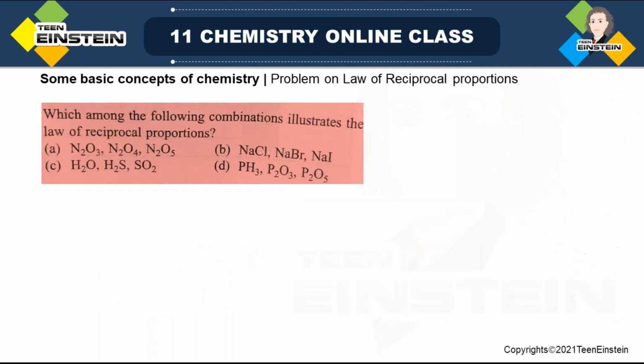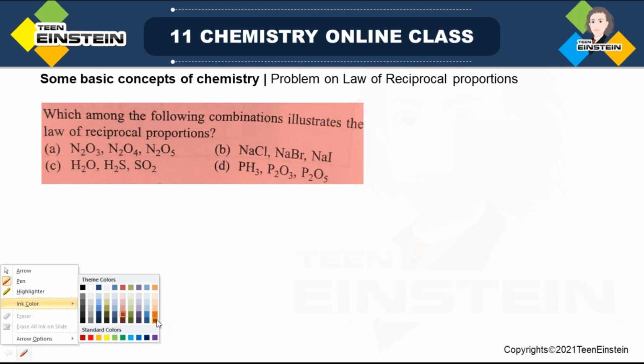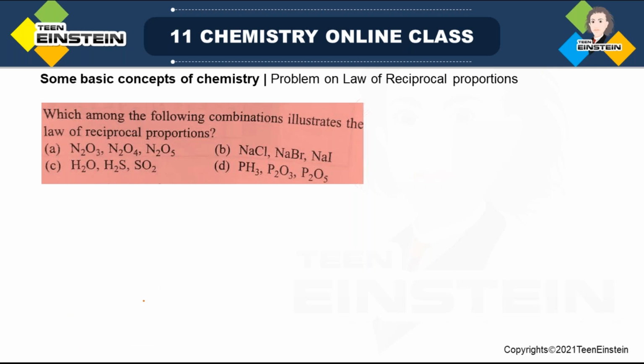A problem related to this. Here we have some compounds given in options A, B, C, D. Which among the following combinations illustrate the law of reciprocal proportion? In all four options, a total of three compounds are given. In the first one, there are some oxides of nitrogen. So only two elements are present, right? As if it is X and Y.